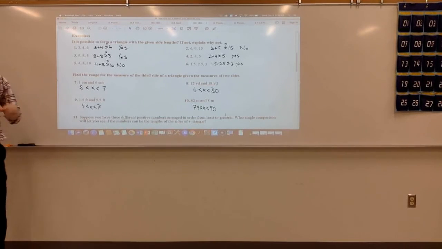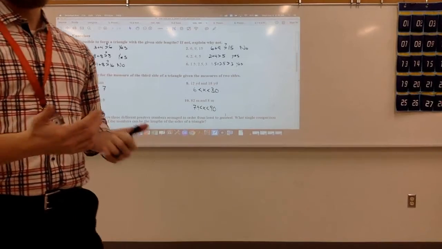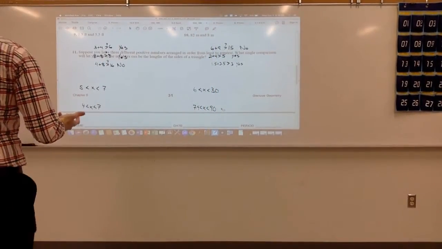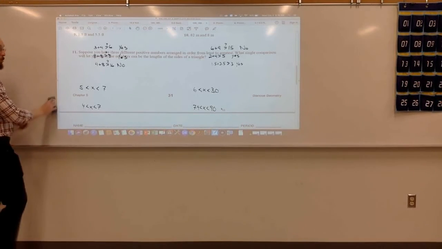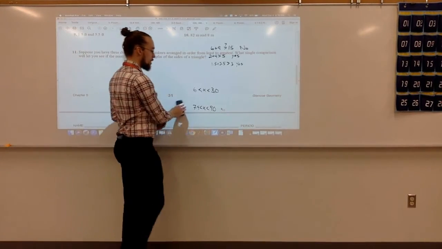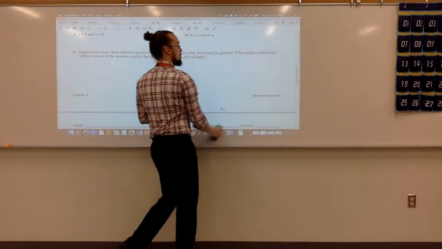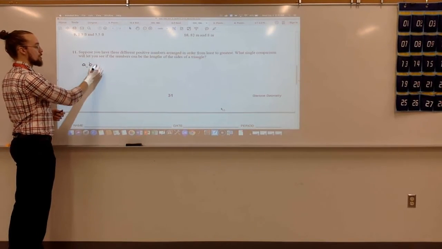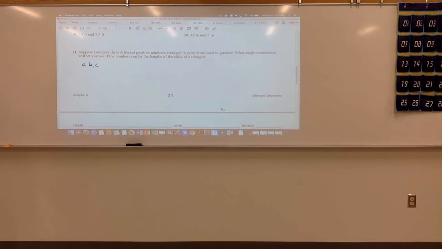Alright, did we get for number 9, x has to be between 4 and 7? And for number 10, between 74 and 90? Any questions on this idea here? Alright, so the last one on the front here, we already talked about. Suppose you have 3 different positive numbers arranged in order from least to greatest. We can just call them A, B, and C, or X, Y, and Z. What single comparison or single inequality will let us see if the numbers can be lengths of a triangle?